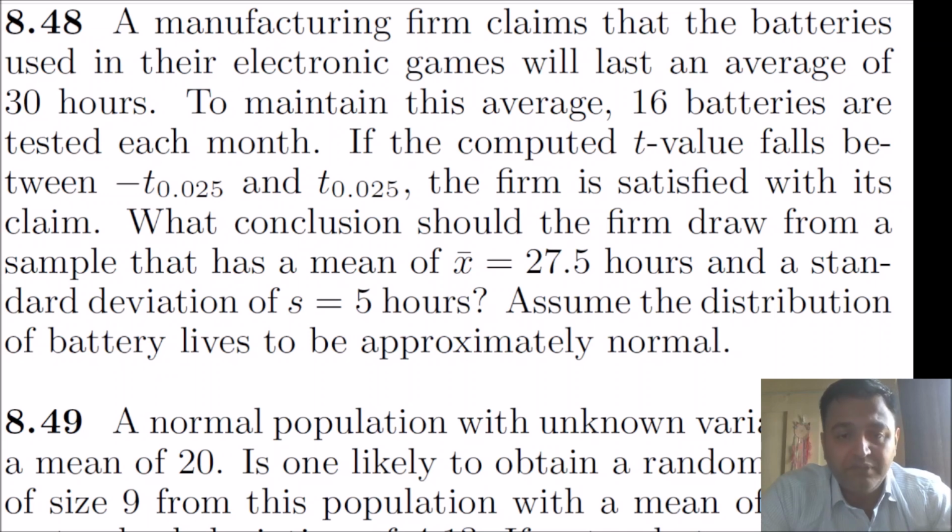So what conclusion should the firm draw from a sample? You are taking a sample whose mean is 27.5, and the sample standard deviation is given to be 5. So we have to use the t distribution. Assume the distribution is approximately normal. Great, so the assumption is also satisfied. So we will use the t variable.